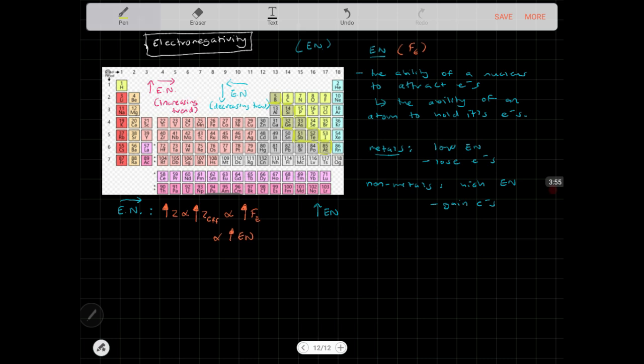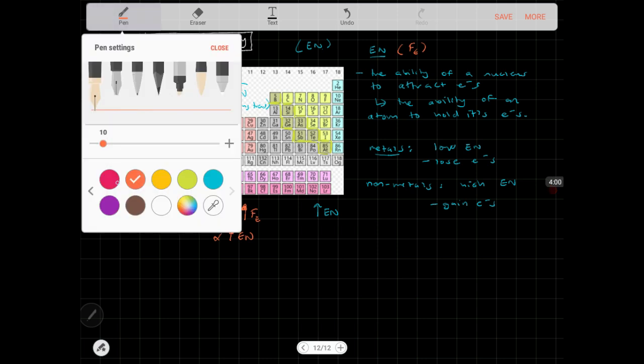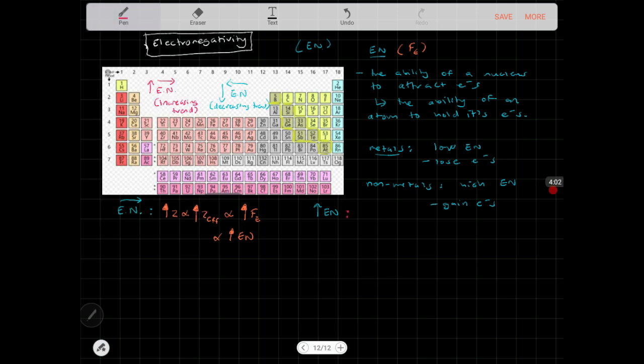Now, if we're looking at electronegativity going up a group, how can we explain why it increases? If you go up a group, the shell number decreases, the number of core electron shells decreases, so the number of core electrons decreases. If the number of core electrons decreases, the shielding effect decreases. If we have a decrease in the shielding effect, then we basically have a larger effective nuclear charge.